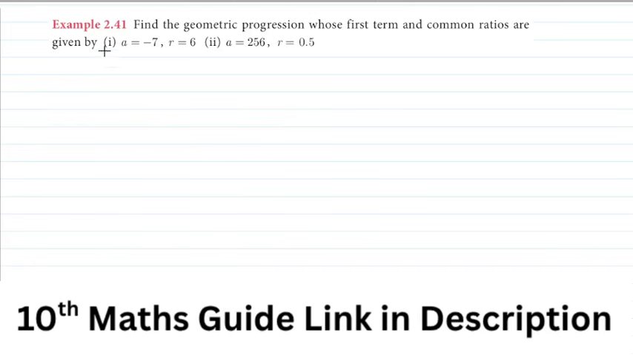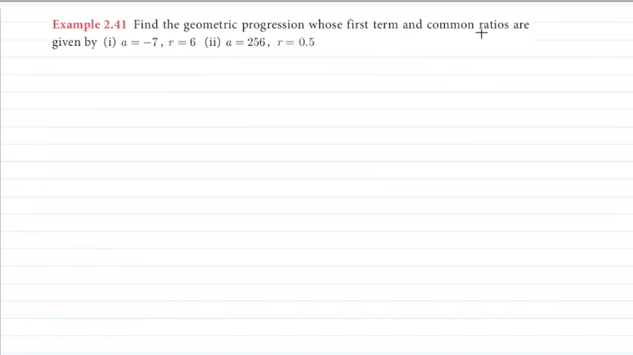Hi students, in the video example 2.4 பார்க்கலாம். Find the geometric progression whose first term and common ratios are given. So first term கொடுத்திருக்காங்க and then common ratio கொடுத்திருக்காங்க. A is equal to -7, R is equal to 6.